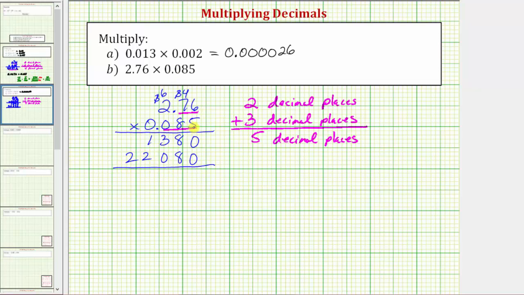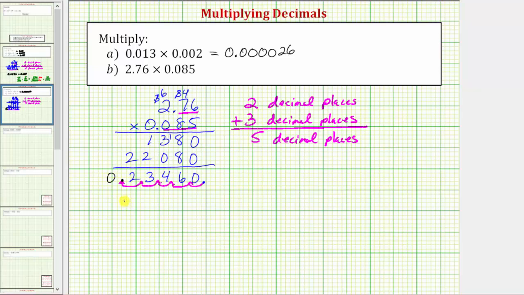Now we add. 0 plus 0 is 0. 8 plus 8 is 16. Perform an exchange with the 1. 1 plus 3 is 4. 1 plus 2 is 3, and we have a 2. So right now we have 23,460, where the decimal point is to the right of the 0. Because we need 5 decimal places, we now move the decimal point to the left 5 places. So 1, 2, 3, 4, and 5. The decimal point must be here, and again we can add a 0 in the ones place value.